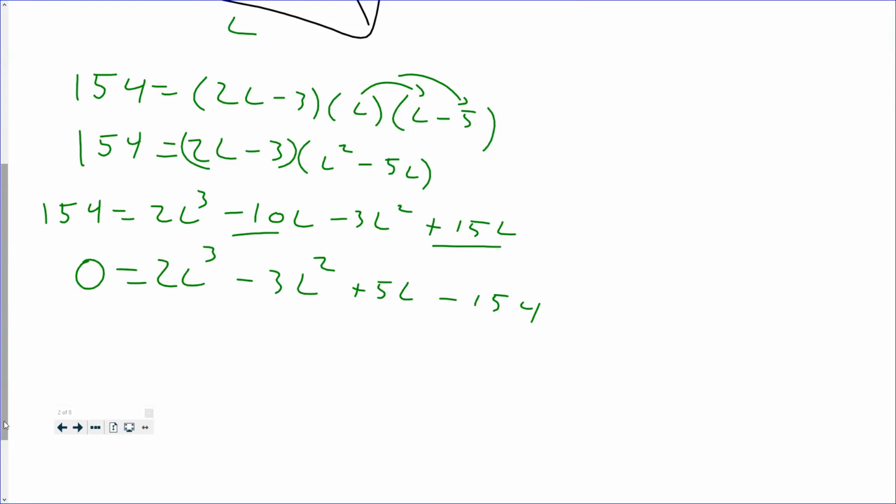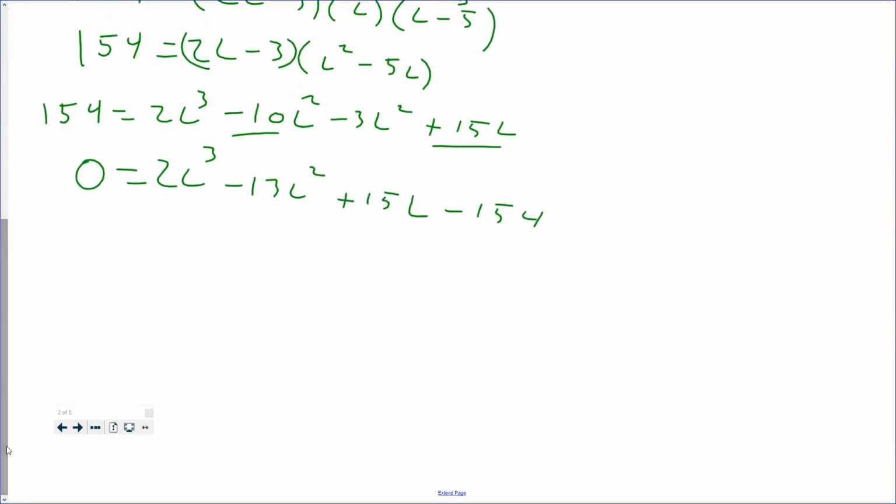10L squared? Oh, it is 10L. Thank you. I would have saved a lot of time. Okay. So it's 2L cubed minus 13L squared plus 15L minus 154. Okay. So from here, all my coefficients are integers.